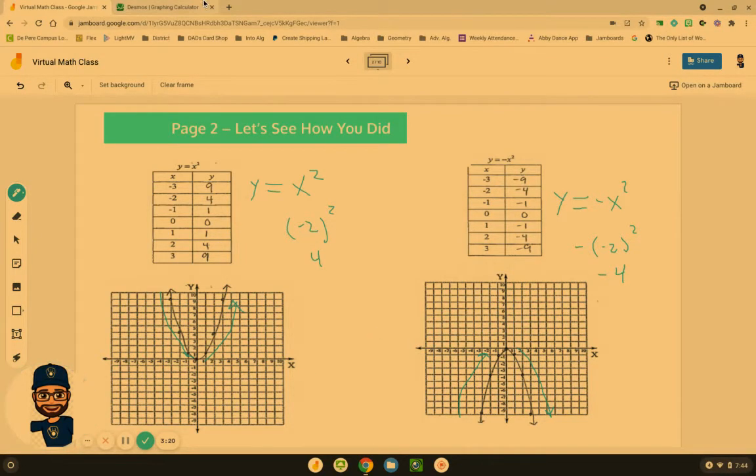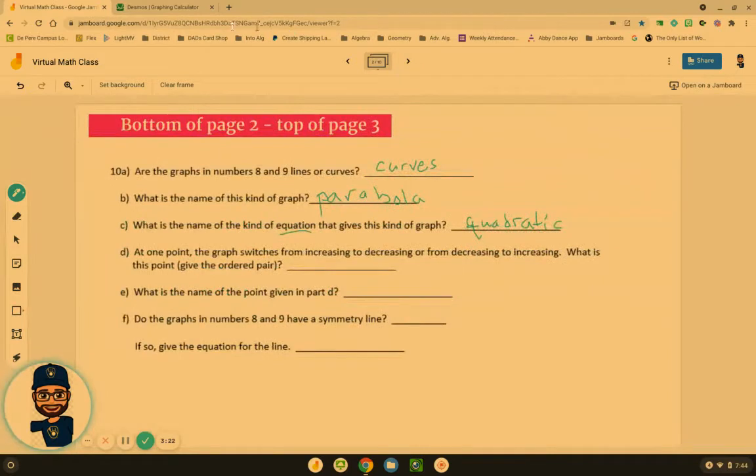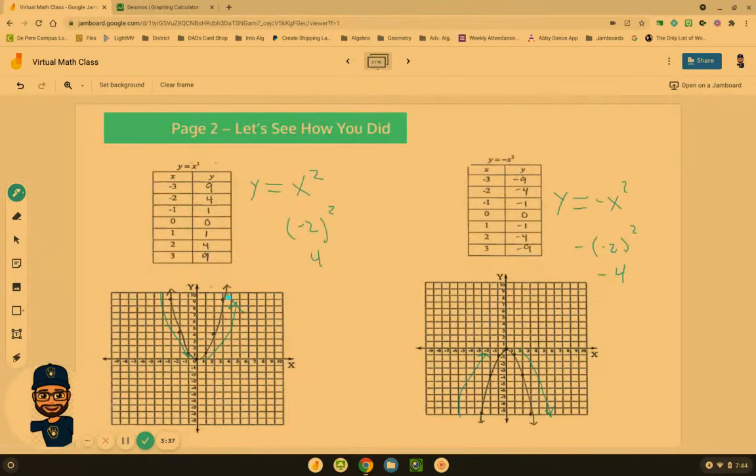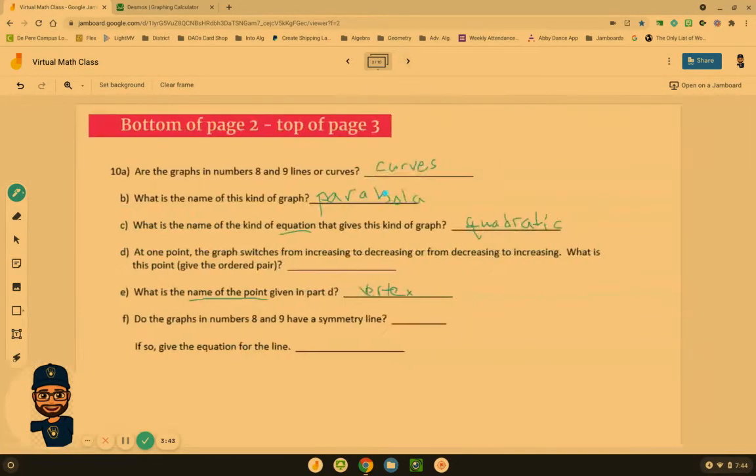All right, and there is a special name for that. What is the name of the point where that happens? That is called the vertex. It's that point where the graph switches from increasing to decreasing or from decreasing to increasing. And in both of these, that point was going to be 0, 0. So that point was 0, 0, and we call that the vertex of the graph, the center, if you will, where it changes.